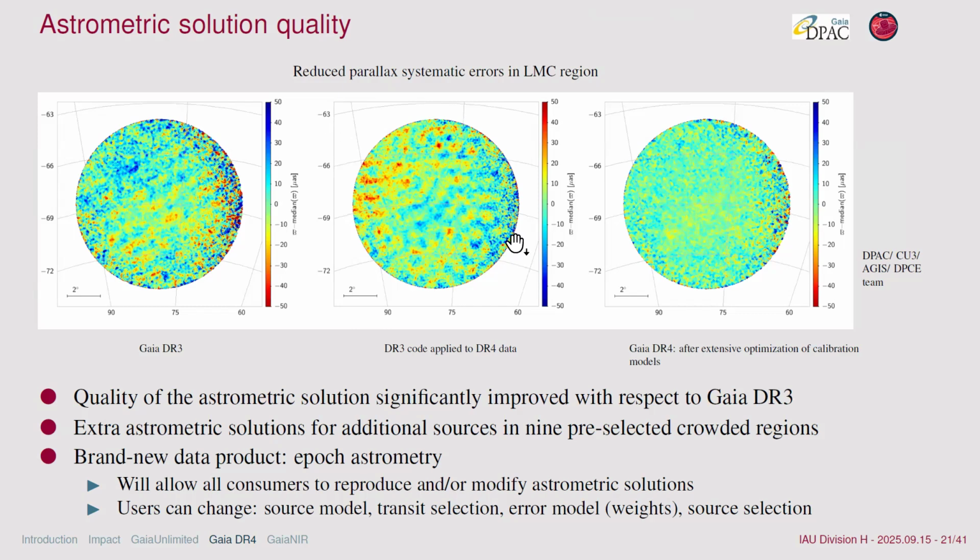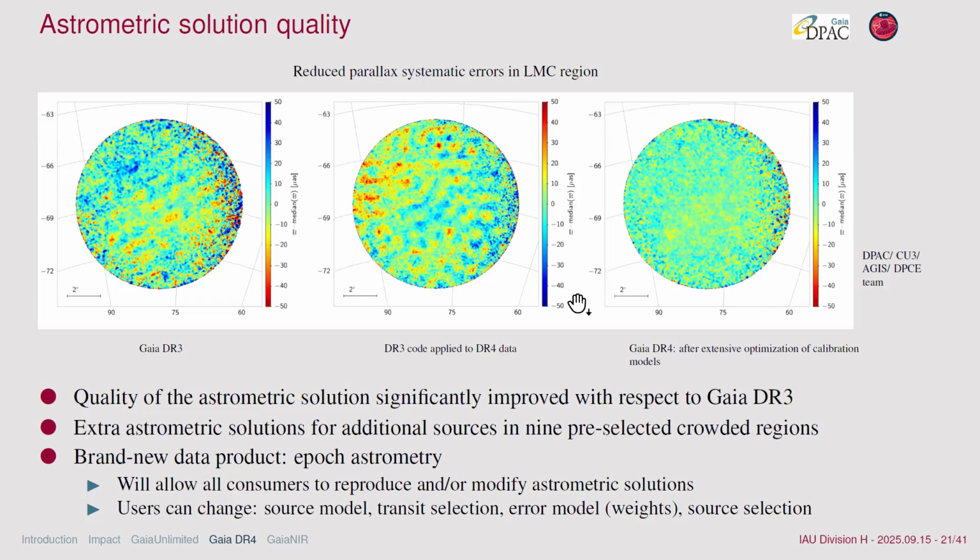Now, this middle panel shows you what happens if we take our DR3 astrometric solution code and directly apply it to the new data that we use for DR4, so the 5.5 years of data. And you can see that it actually gets worse. The scale is unfortunately reversed, but you can see that the systematic error levels get larger. And after a lot of work in getting the calibration models, improving them, getting systematics, etc., under control, you end up with this situation, which means that we have much better control now over the systematics.